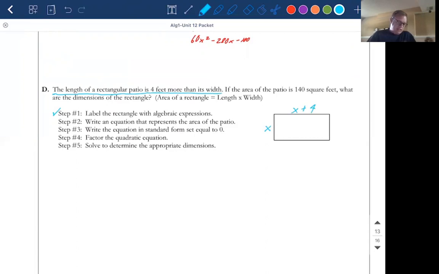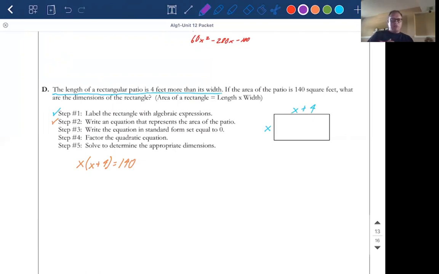Step 2, write an equation that represents the area of the patio. Well, area is length times width of a rectangle, so that's going to be x times (x plus 4), and that equals 140. And I'm done with step 2.